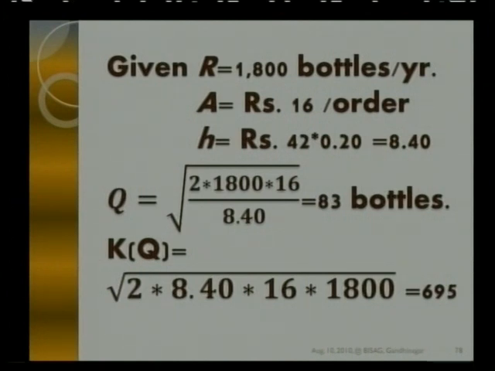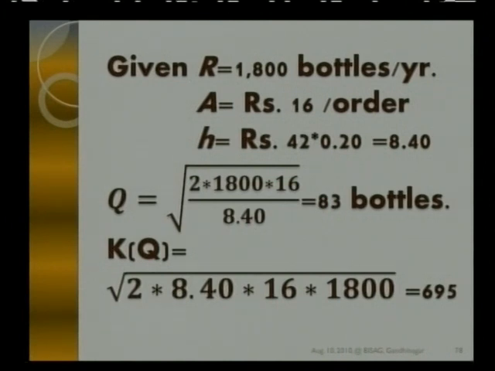For that we have such data: R is 1800, A is 16 rupees per order, and H is 42, that is the purchase price for the unit, multiplied with 20%, that is 0.20, which is nothing but 8.40.